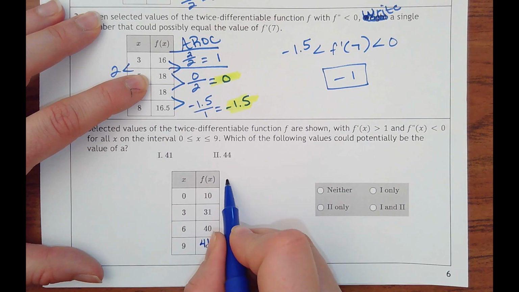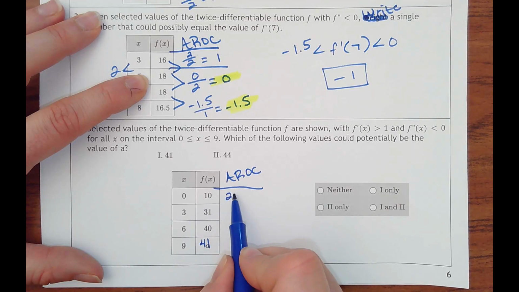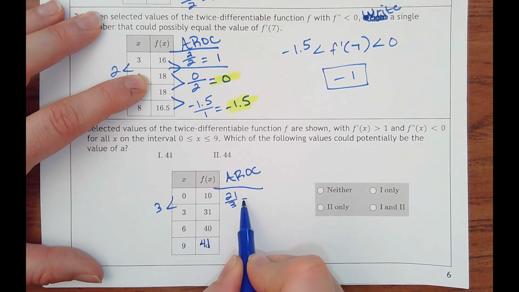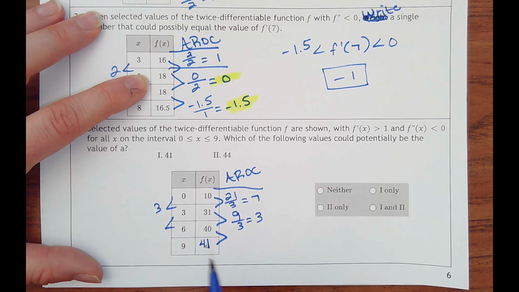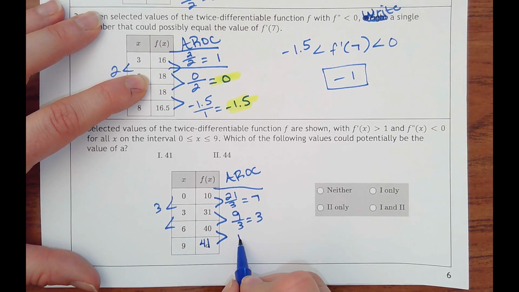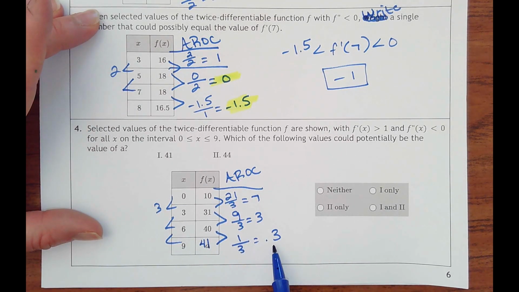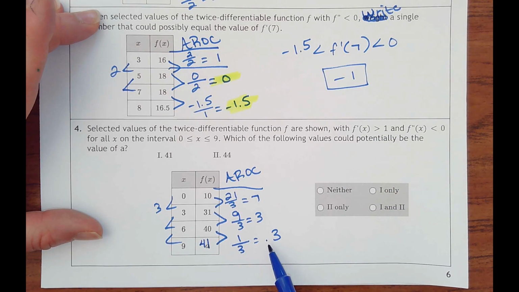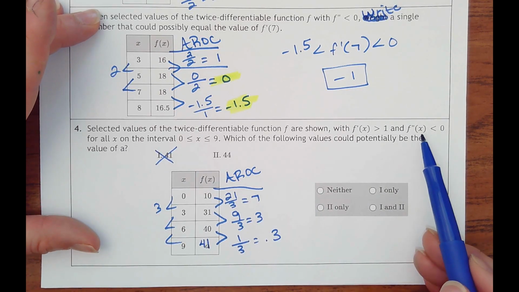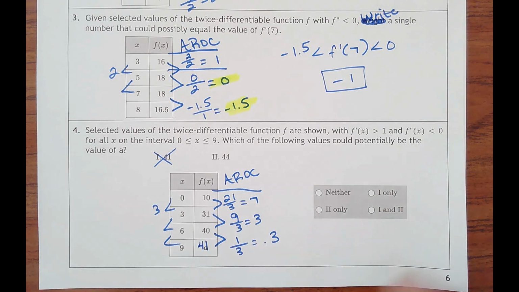And so let's find the average rate of change. So we would have 10 to 31, that's a difference of 21 divided by 3, which is 7. 31 to 40 is 9 divided by 3, which is 3. 40 to 41 would be 1 divided by 3, which is a third, or 0.3. Did that work? Did that get a slope, a first derivative that's greater than 1? No. So 41 is out. We don't even have to check. Is it decreasing? No. So now I would try it by plugging in the 44 and seeing if it works.